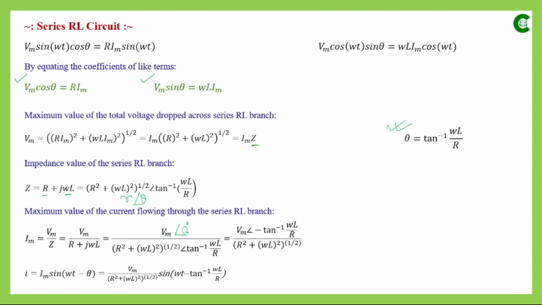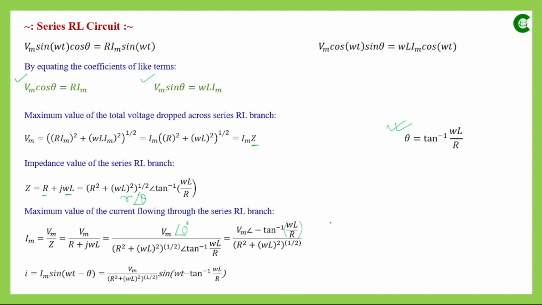Now Vm will be divided by this r value simply, and angle wise, since we are dividing here, it will be subtracted. So from 0 we will be subtracting this angle value, so it will finally be minus tan inverse omega L by R. So this is the value of the peak current, which we are expressing in terms of the peak value of the voltage.